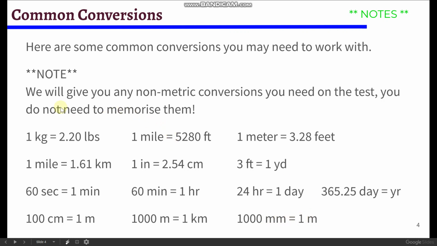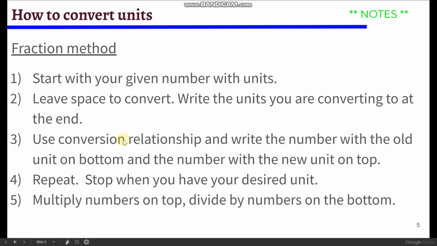So again, you don't need to memorize these. These are just some common metric conversions that you're going to see. We will always give you the conversion when you need it. Okay, but how do you use these equations, these conversions, to convert from one unit to another? Well, that's what we're going to learn today. And I'm going to be teaching the fraction method.